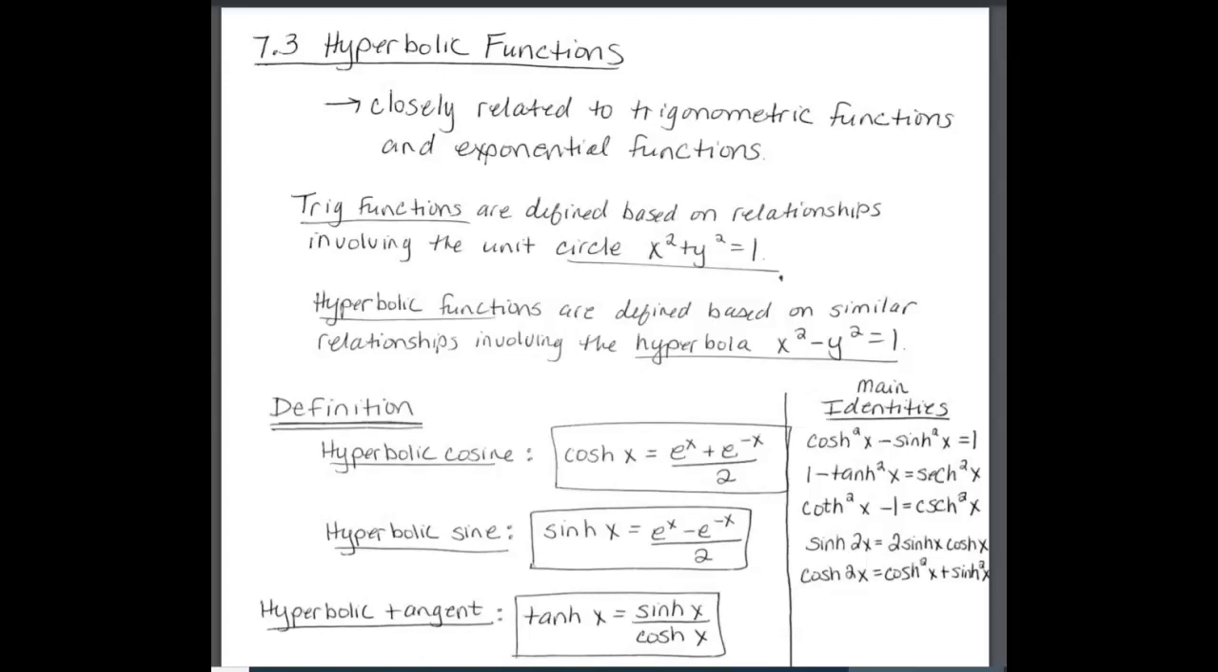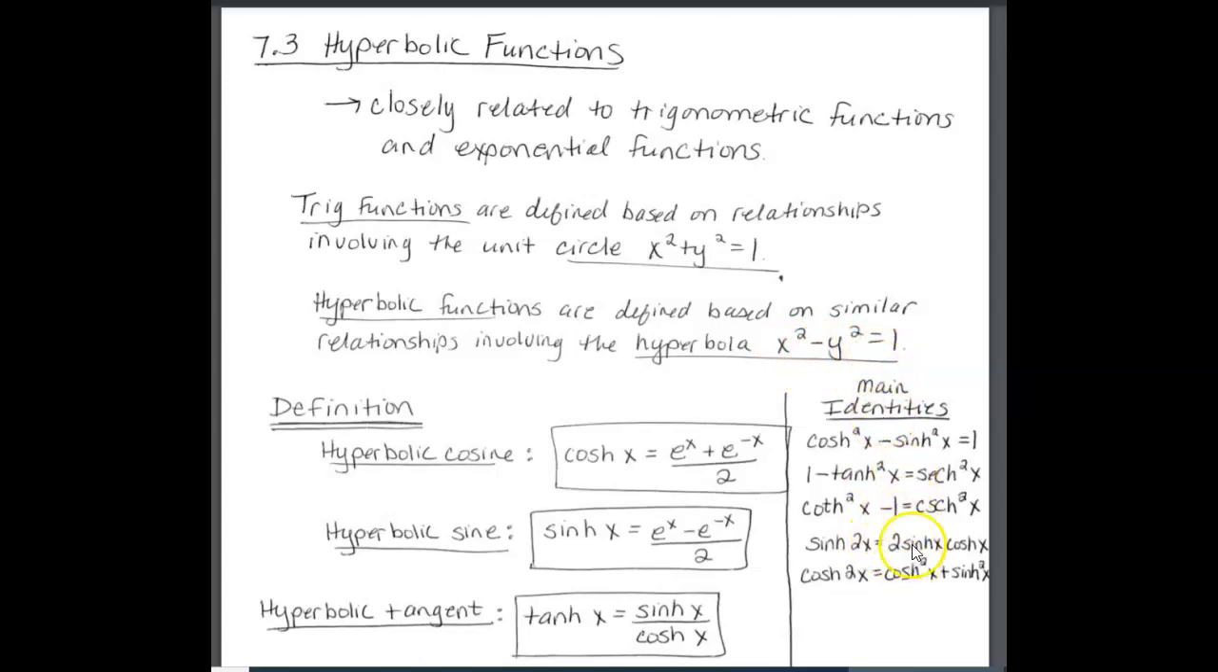All right, so these are functions that are closely related to the trig functions and also to exponential functions. The connection here is that the regular trig functions are defined based on relationships involving our unit circle. The hyperbolic functions are defined based on similar relationships for the hyperbola. This is the equation of the unit circle, x squared plus y squared equals 1. If you change this sign in the middle to a minus, this becomes a hyperbola, x squared minus y squared equals 1.